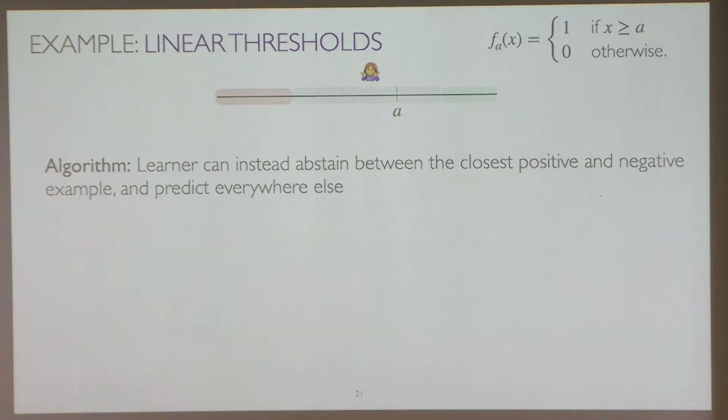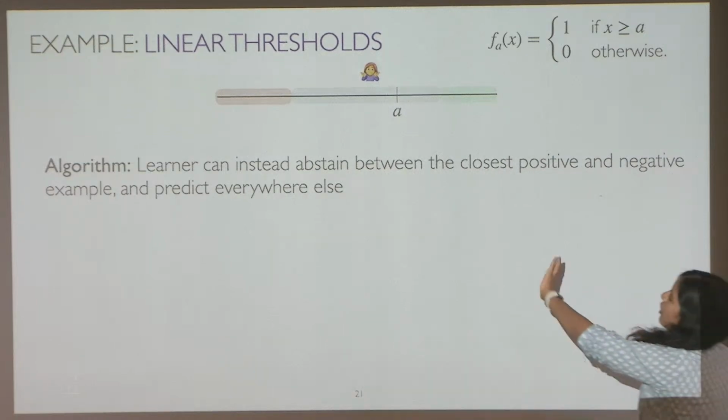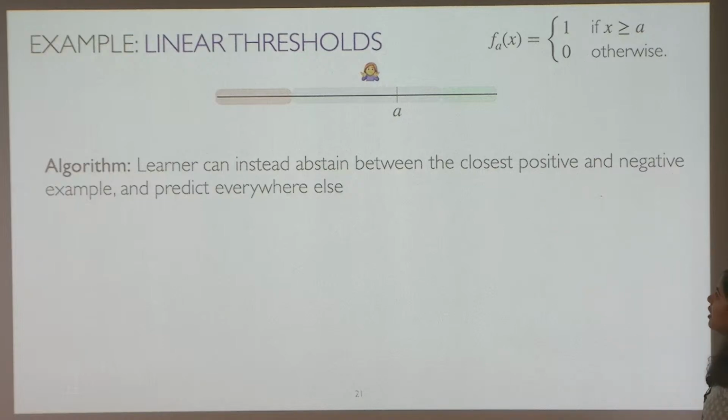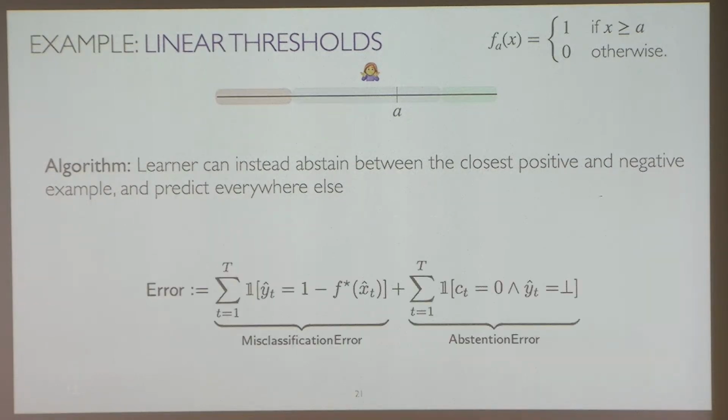But what if you could abstain? You could do something really simple. You know how to predict when you see points on that side, and you know how to predict when you see points on this side, because it's realizable. You could just abstain in the middle and not make any prediction. So whenever you're unsure, you just decide to abstain. One thing that's really nice about this algorithm is it's never going to make a mistake, because whenever it's unsure, it's just abstaining. So the misclassification error is 0.